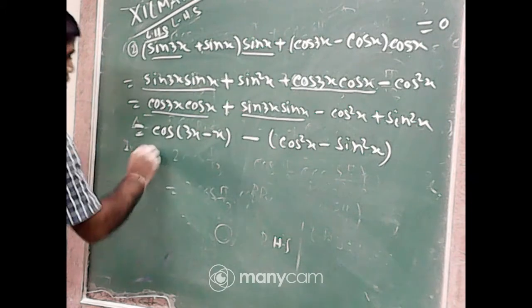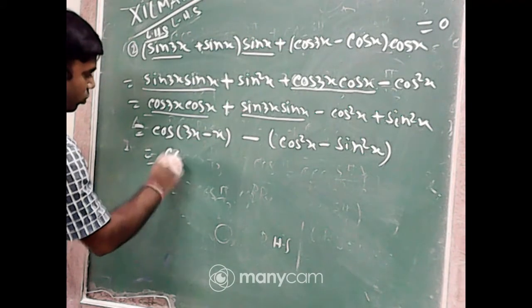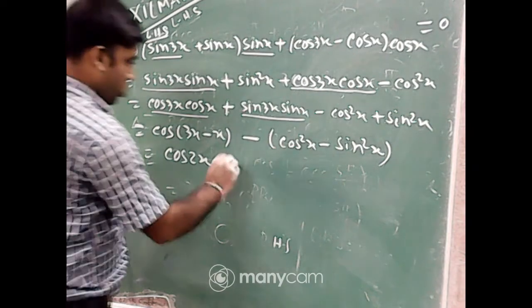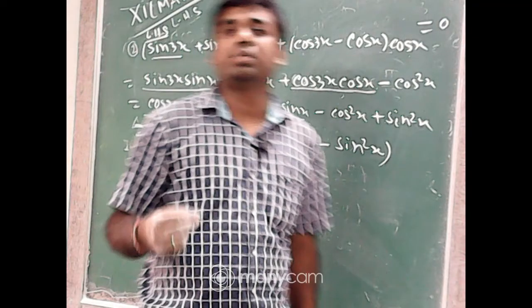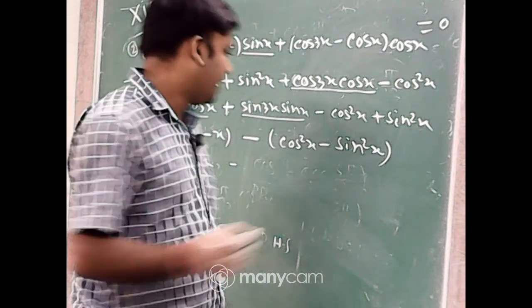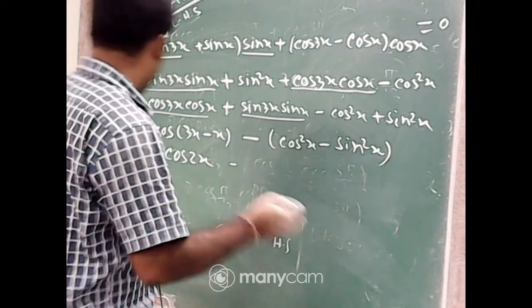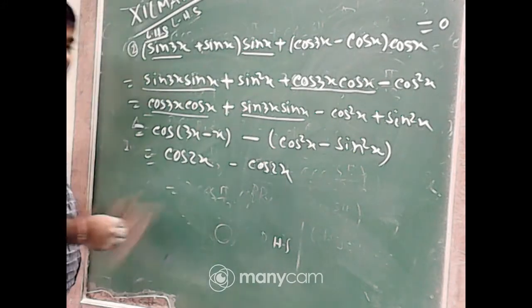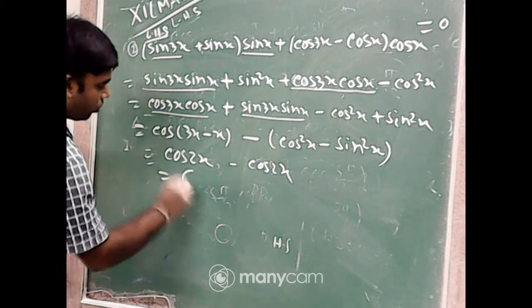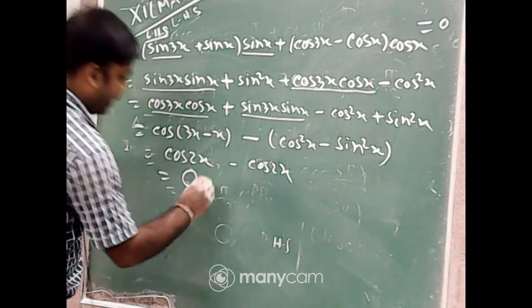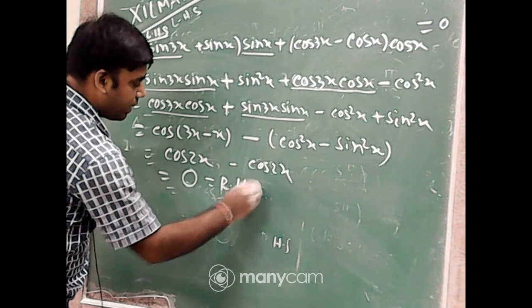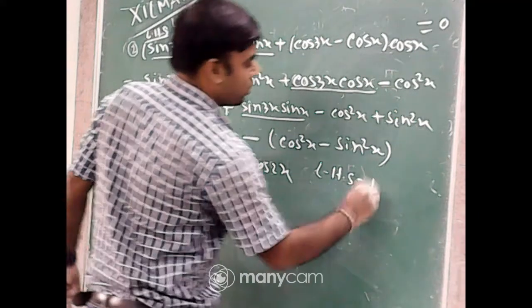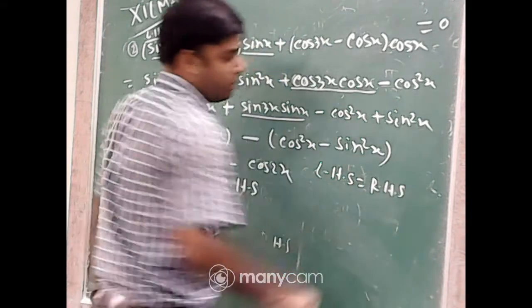Now cos of 3x minus x, that is cos 2x, and cos square x minus sin square x is also another formula of cos 2x. So the first term is cos 2x, the second term is cos 2x. So cos 2x minus cos 2x is 0. So that is our right hand side. So left hand side equals right hand side, so proved.